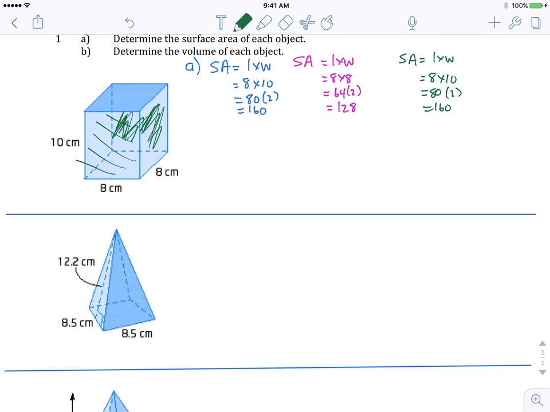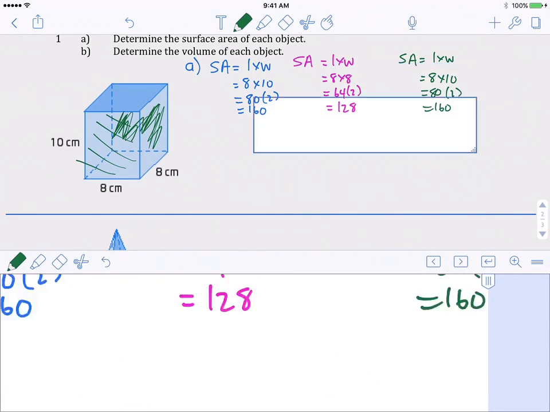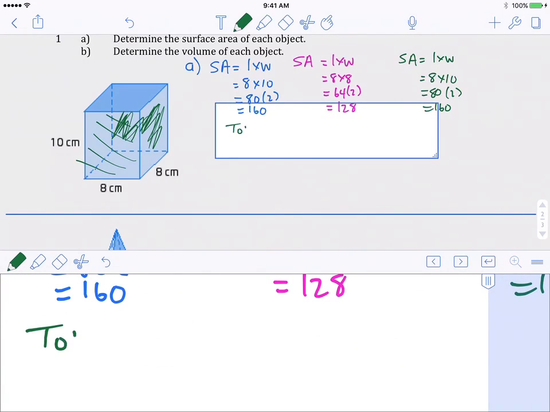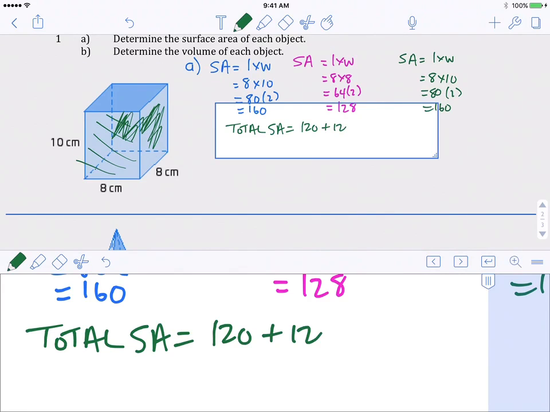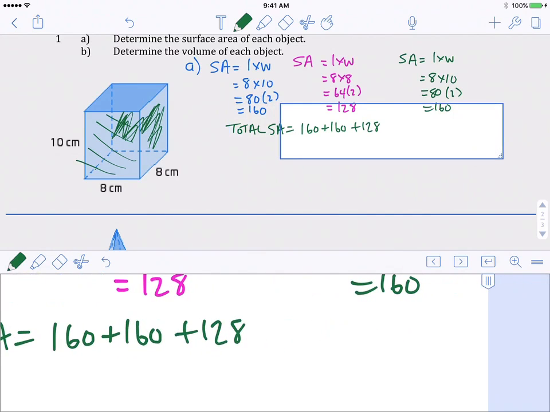All right, so let me put that back. Total surface area equals, I don't know where I'm getting the 120 from. It's 160. So 160 plus 160 plus 128, which is equal to, we said 448, I believe. 320, 420, 48, and it's squared centimeters because we're given the units.